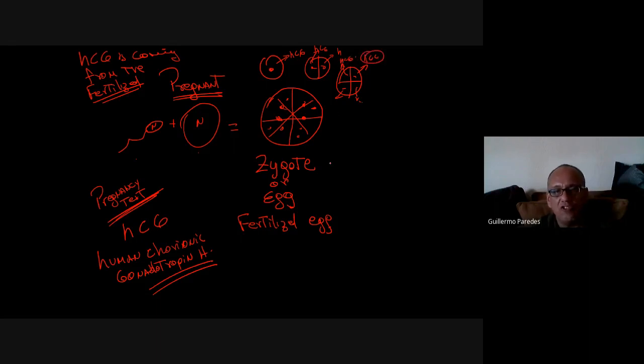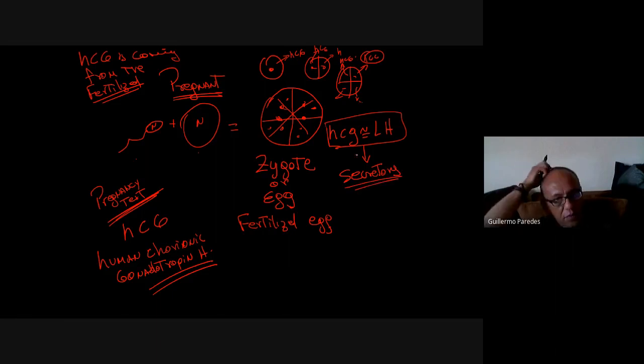Now, this HCG is similar to the LH. And this HCG is the one that is going to continue the secretory phase of the endometrium. Because of the similar chemical composition with the LH, which is the one that produces progesterone, it is going to be able to continue the pregnancy because of this HCG. And that's when you get pregnant. You okay with that?